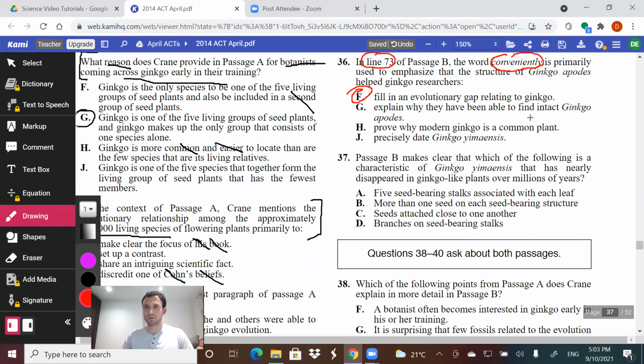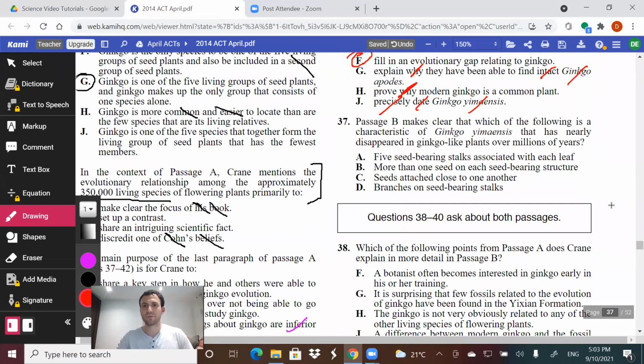Explain why they have been able to find intact ginkgos. It doesn't explain, oh, it was preserved in this type of soil or something. Prove why modern ginkgo is a common plant. Nope. It doesn't tell us why it's a common plant. Precisely date. Nope. It doesn't help us better date the ancient ginkgo.